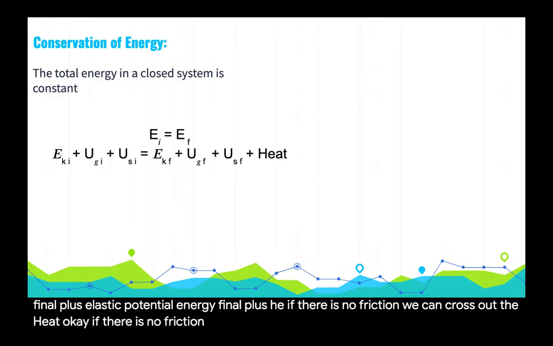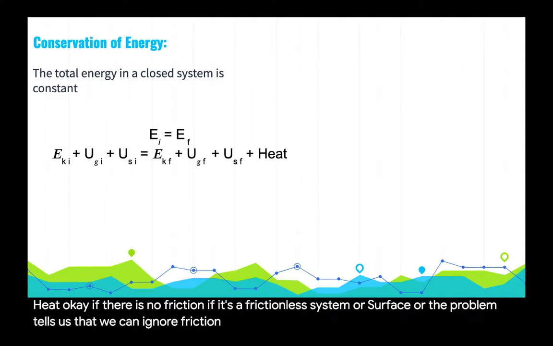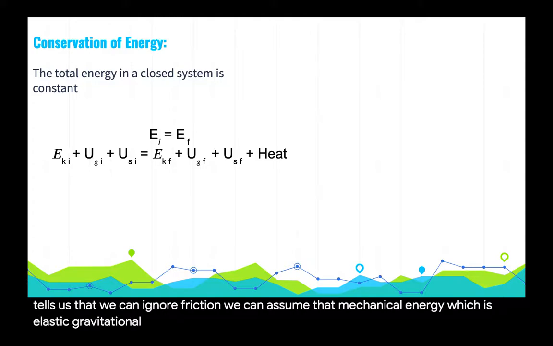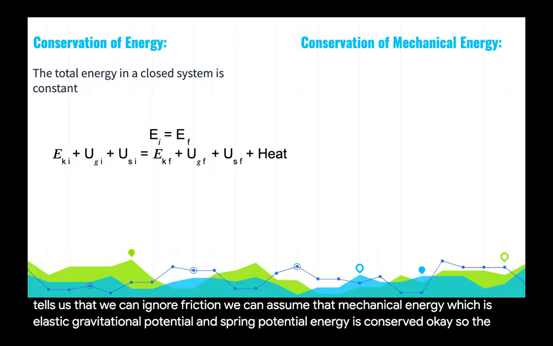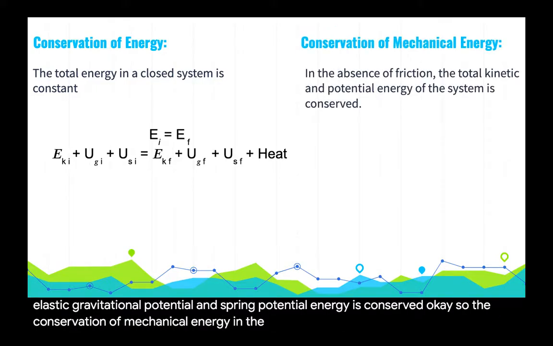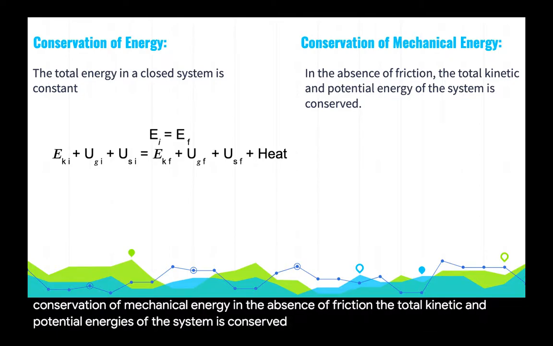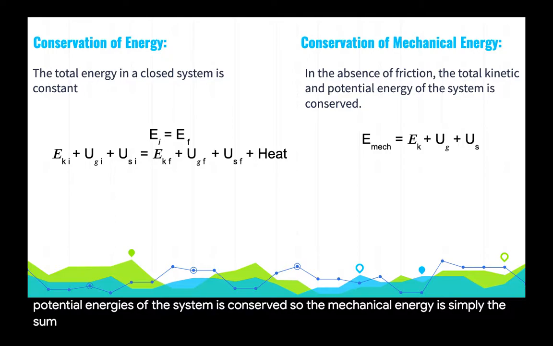Okay, if it's a frictionless system or surface, or the problem tells us that we can ignore friction, we can assume that mechanical energy, which is kinetic, gravitational potential, and spring potential energy, is conserved. So the conservation of mechanical energy, in the absence of friction: the total kinetic and potential energies of the system is conserved. The mechanical energy is simply the sum of the kinetic, gravitational potential, and spring potential energy.